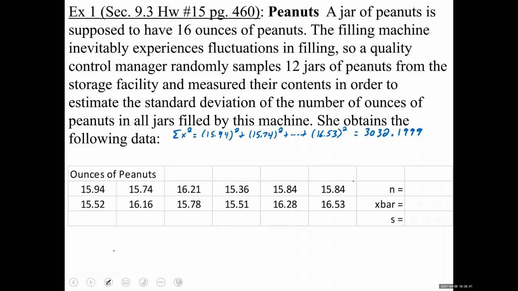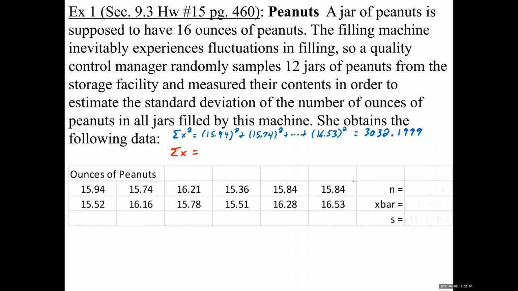Again, I'm just saying square this, then square this, then square this, square each one of them, and then add them up. That's what sum of x squared means. Okay, any questions on that much? Then you're going to find another sum, which is the sum of x.